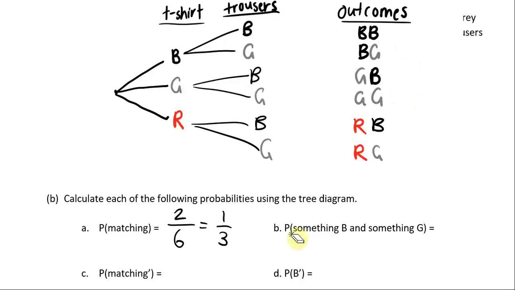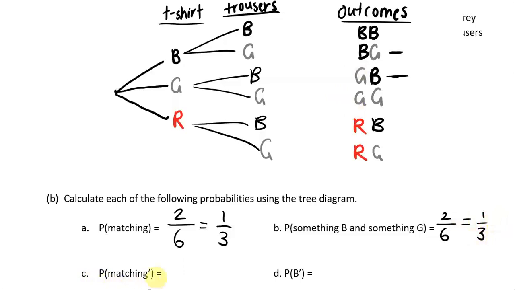Part B asks the probability of something black and something grey. So we're looking for all combinations that have something black and something grey. So here we have something black and something grey. This one is a combination of the same. Here we have something black and something grey. This combination was black t-shirt, grey trousers, and this was grey t-shirt, black trousers. But we have something black and something grey in both of those combinations. So again, that's 2 out of 6 possible outcomes. 2 out of 6 simplifies to 1/3. So there's a 1 in 3 chance that the outfit ends up being black and grey.